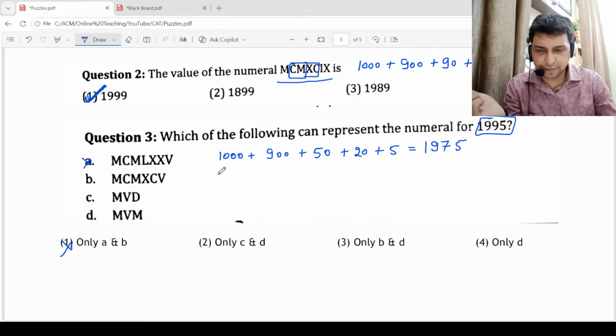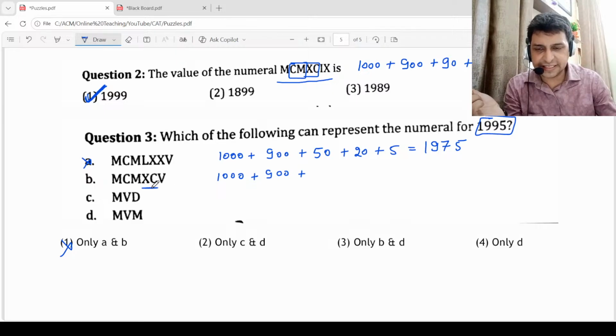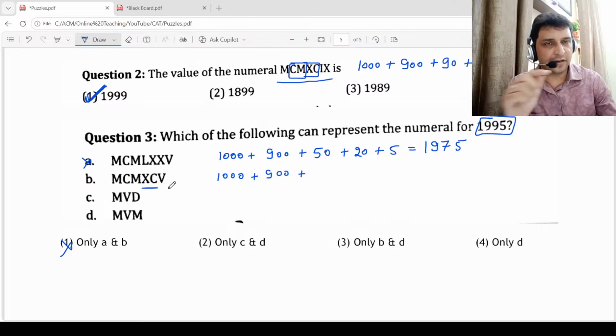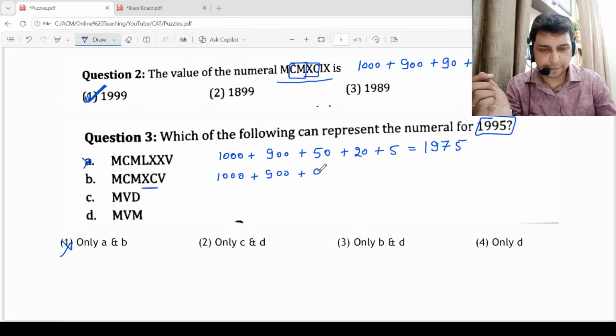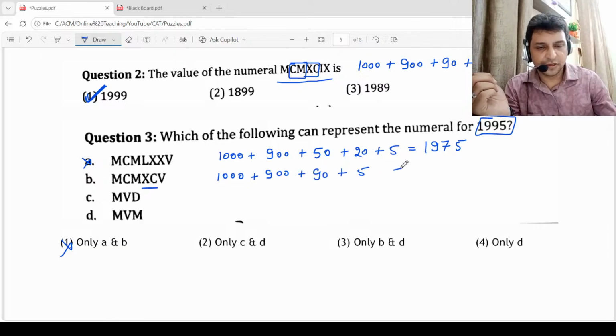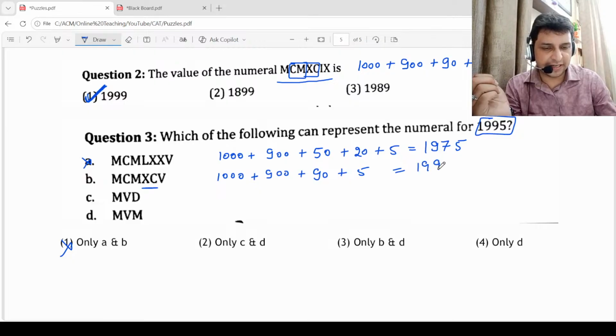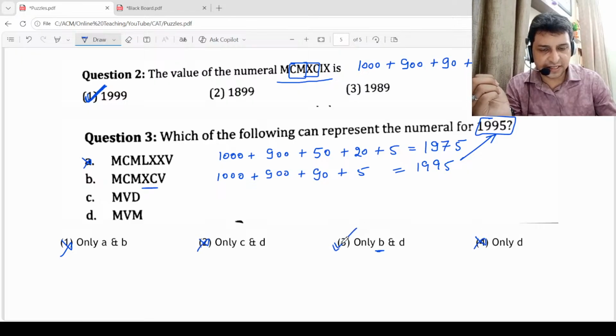Now, this is MCM. M is 1000. CM, that is 900. Now, XC, 10 and 100. 10 is before that, so it's 90. So, it is 5. Now, this comes out to be 1995. That matches. That means B has to be in the option. The B is here. It is not here. That means the answer is option number 3.